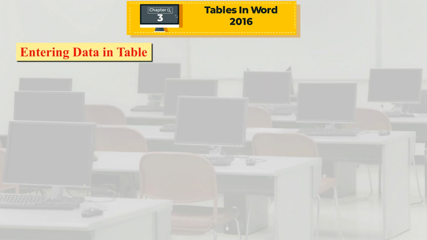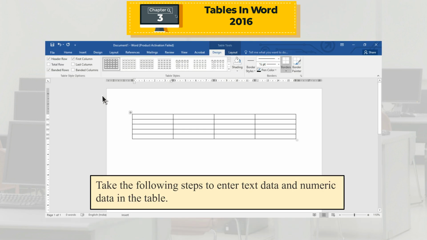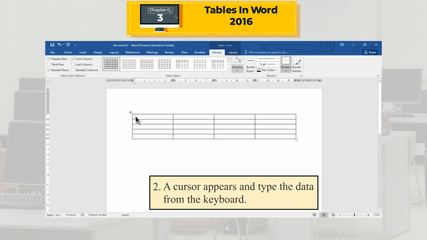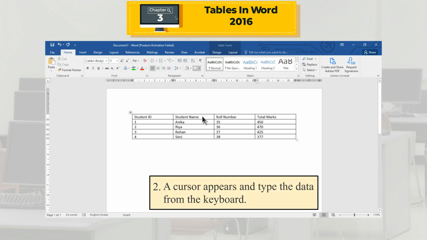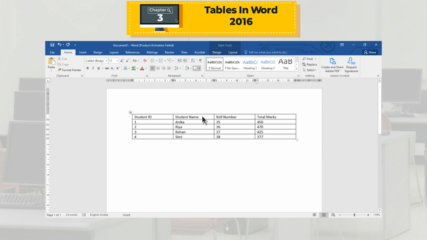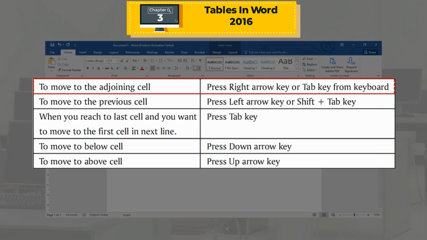Entering data in table. Take the following steps to enter text data and numeric data in the table. 1. Click in the cell where you want to enter data. 2. A cursor appears and type the data from the keyboard. 3. Here are the keyboard actions that can take you at different places on the table. To move to the adjoining cell, press right arrow key or tab key from keyboard. To move to the previous cell, press left arrow key or shift plus tab key.